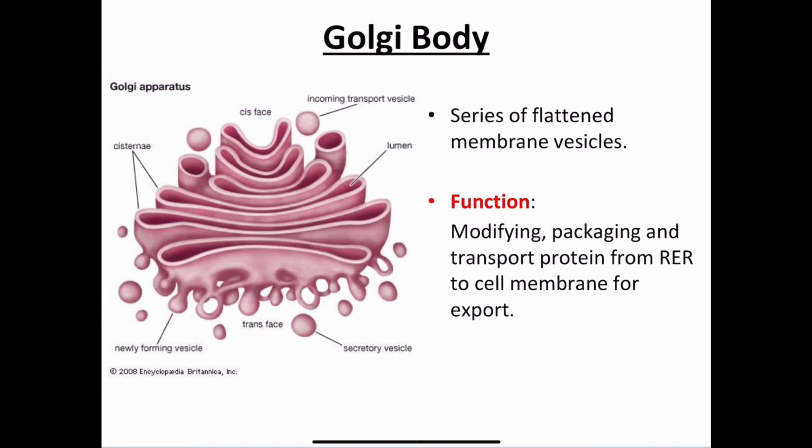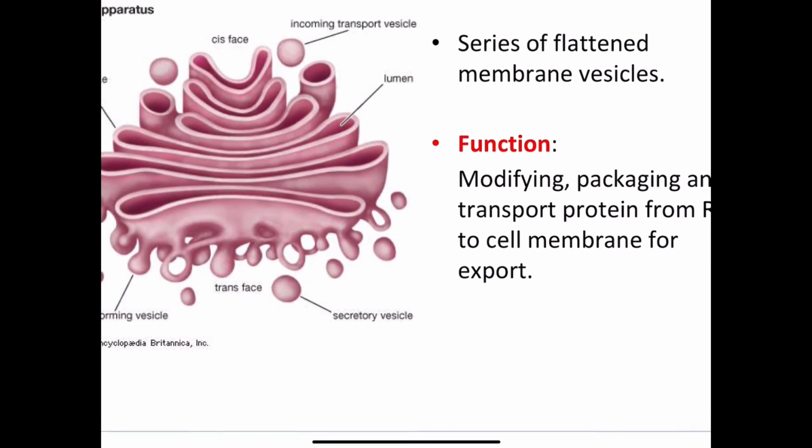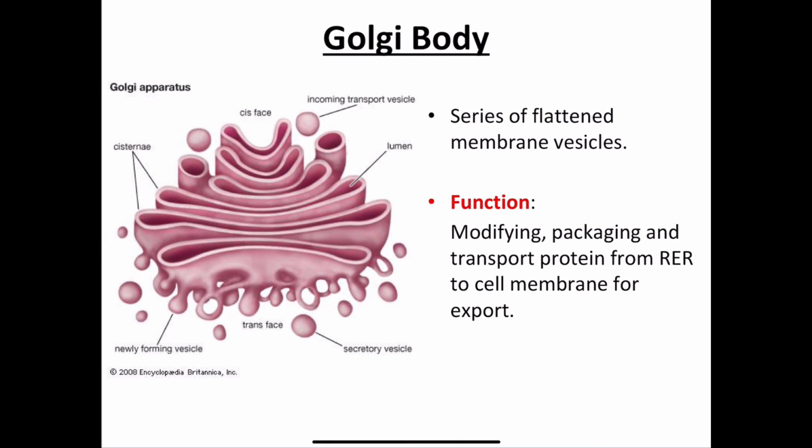Okay. So basically dia akan receive protein daripada rough ER. So di mana dia receive protein daripada rough ER, dia akan receive protein daripada cis phase. So protein daripada rough ER akan pergi ke Golgi Body di cis phase. Kemudian Golgi Body akan modify, package dan transport protein ini dalam vesicle yang kecil-kecil ini. Okay. Dan dia akan release vesicle ini di trans phase.